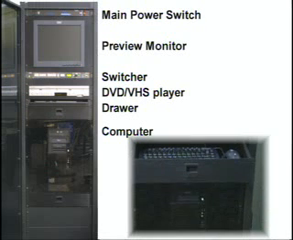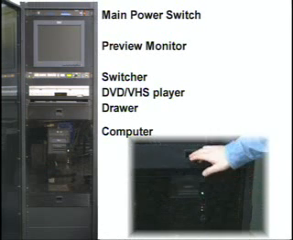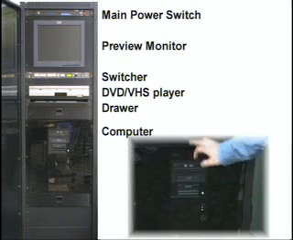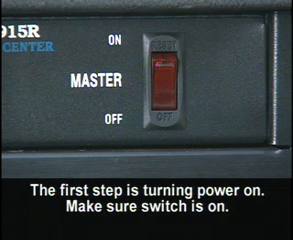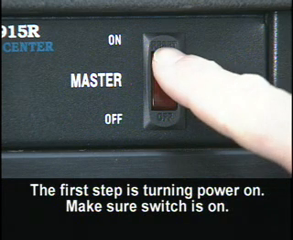The computer in this cabinet is attached to the campus network so you can access the internet or your network files. The first step in using the system is to make sure the master power switch is on. If this button is glowing red, that means it's on. In this case, it's off, so we're going to turn the power on.